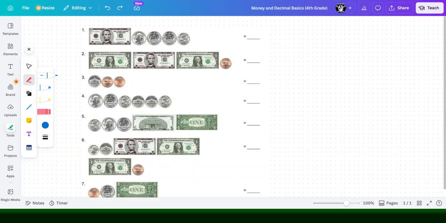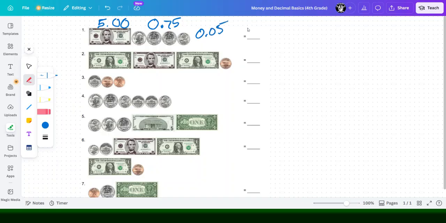Okay, students, today we're going to review the basics of money and decimals. So, taking a look at problem number one here, we have a $5 bill, 3/4, and a nickel. This $5 bill is represented with 5.00. The 3/4 equals 75 cents, so that's 0.75. And this one nickel is 5 cents, so that's 0.05.